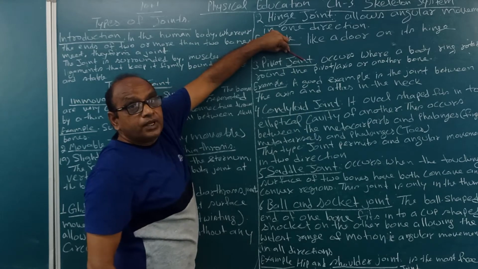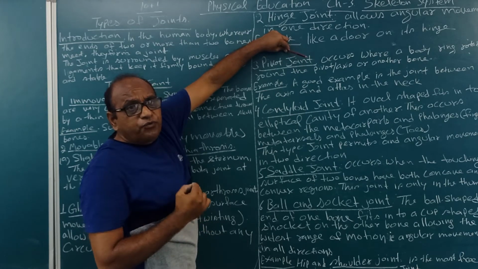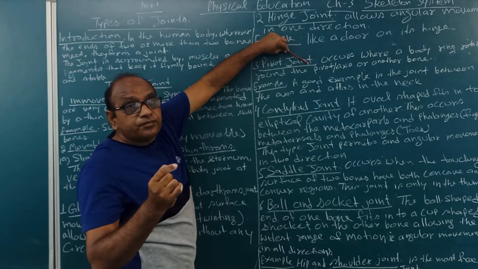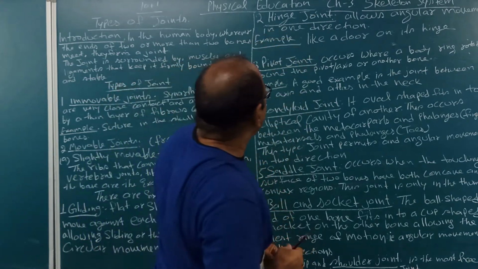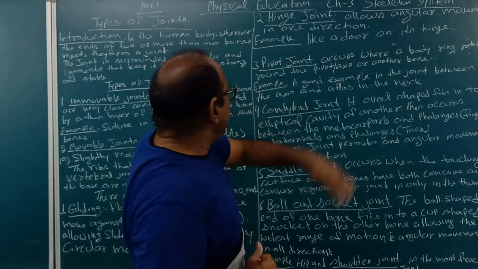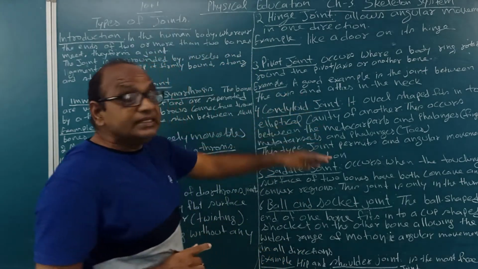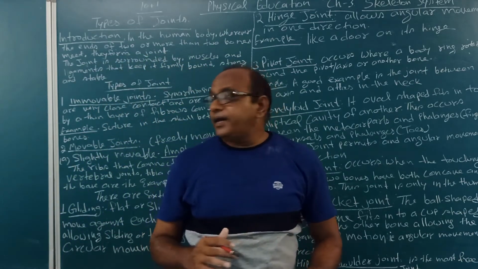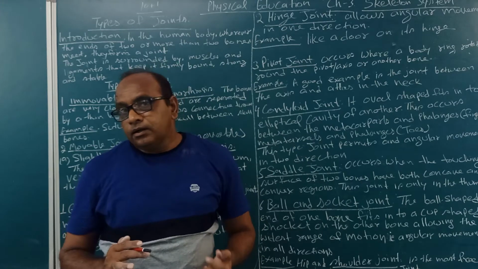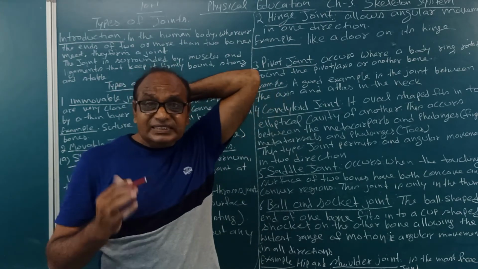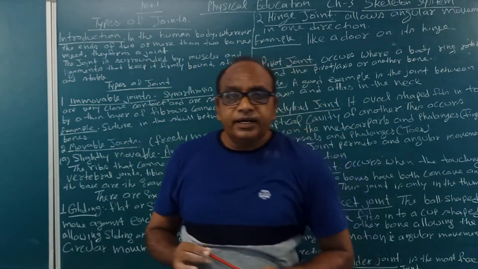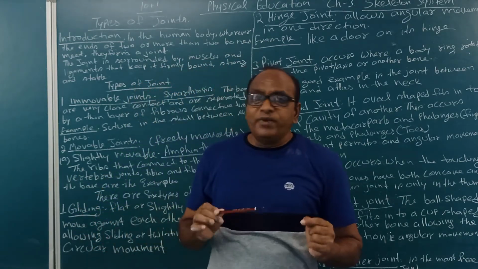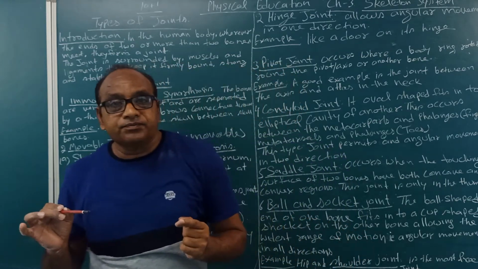But one part of your body will be on the surface. A good example is the joint between the axis and atlas in the neck also. You are moving it in any direction. Here, pivot means axis, and what is axis? Axis is an imaginary line around which movement takes place.